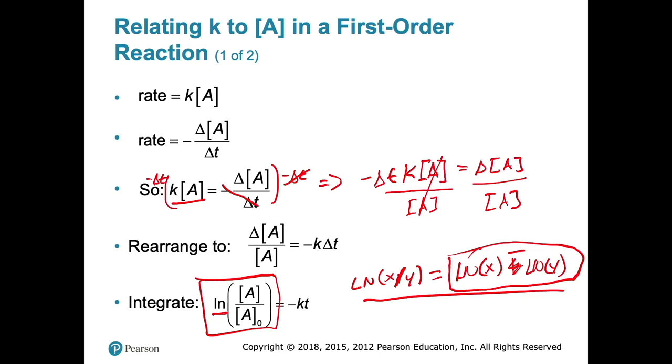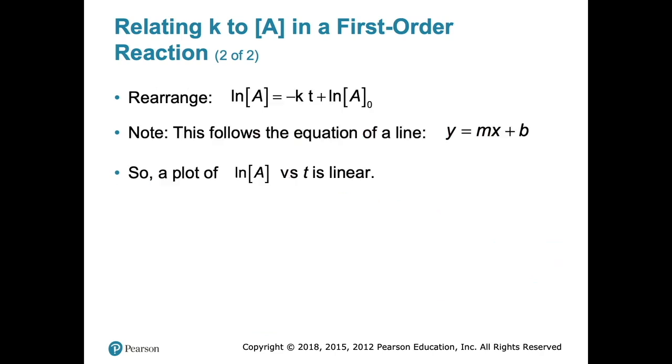So what you get then, when you use the quotient rule to do that natural log integration, is this. That's what you get. So notice now it's the positive ln A equals the negative kt plus the ln of the initial A, right? So that comes from the quotient law.